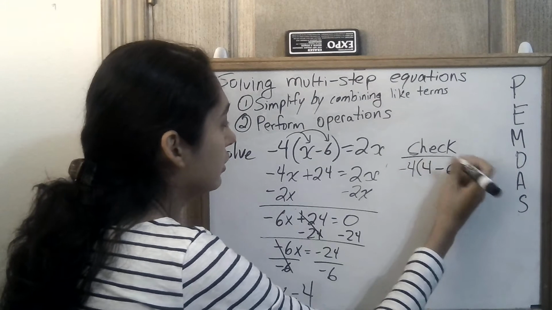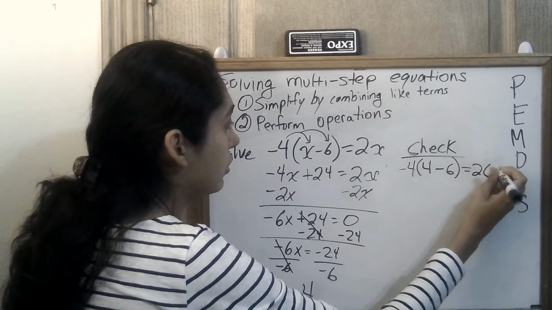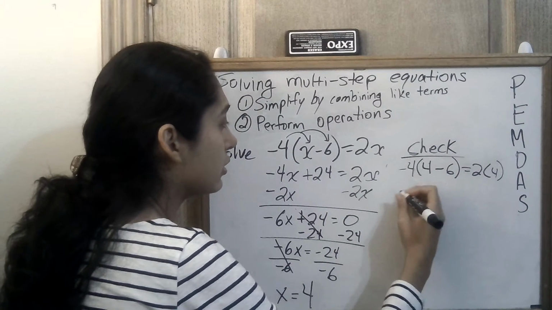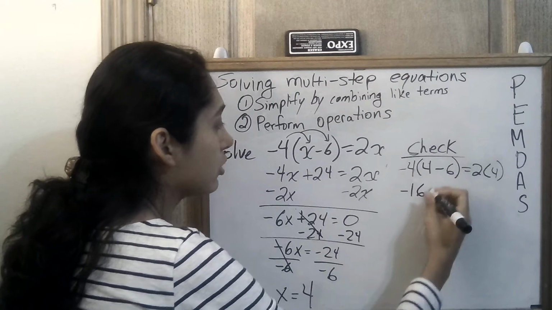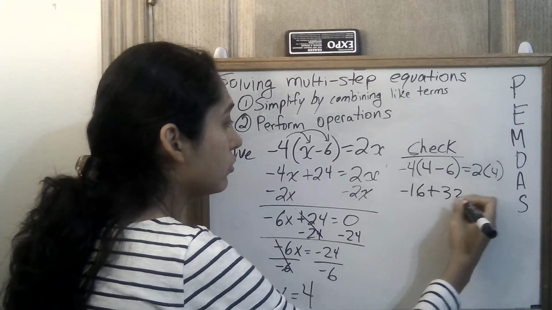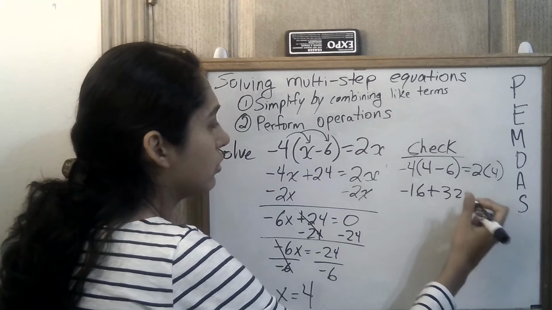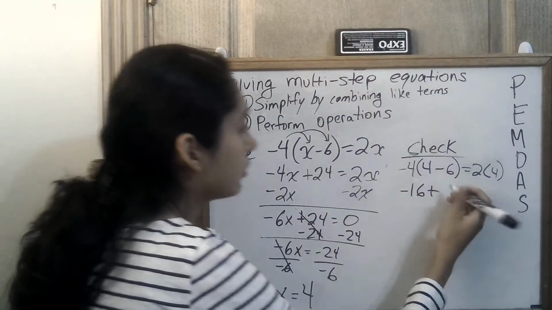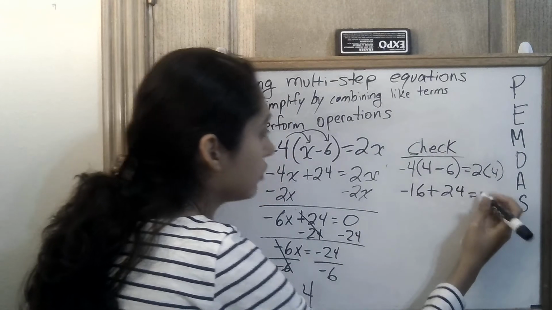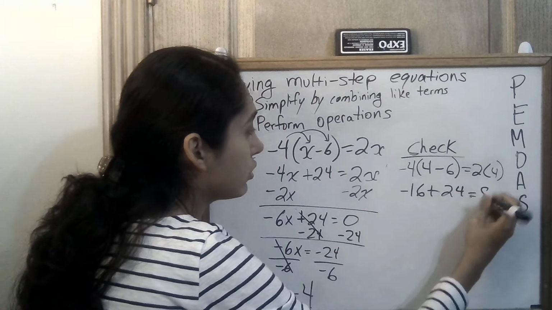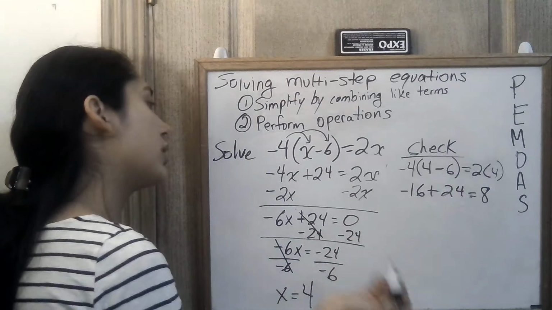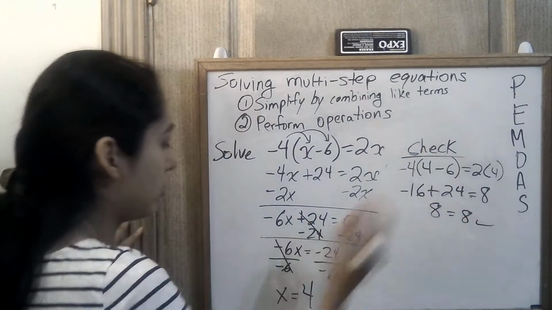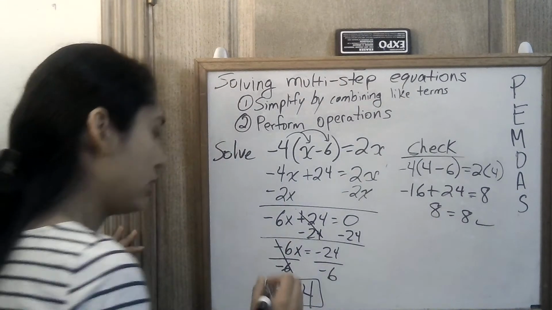4 minus 6. Alright, so negative 4 times a positive 4 is negative 16. This is a positive. Sorry, it's 24. Is equal to 2 times 4 is 8. So negative 16 plus 24 is 8. 8 is equal to 8 indeed. Okay, so our answer is correct. X is equal to 4.